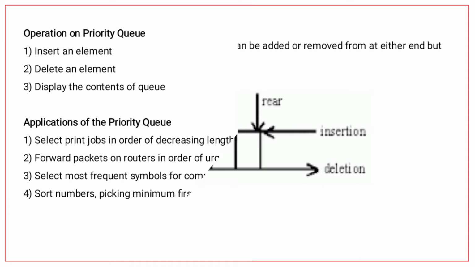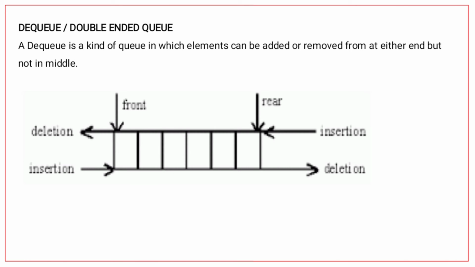Now next topic is DQ, that is double-ended queue. A DQ is a kind of queue in which elements can be added or removed from either end but not in the middle. The term DQ is a contraction of the name double-ended queue. The DQ is represented as follows.